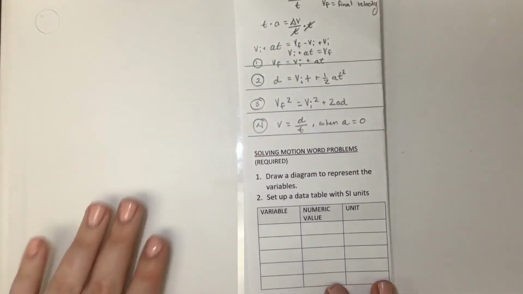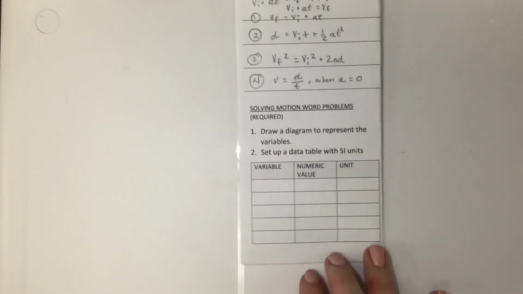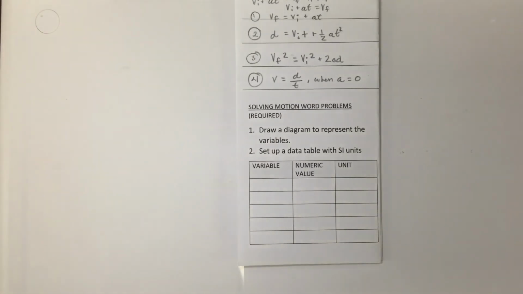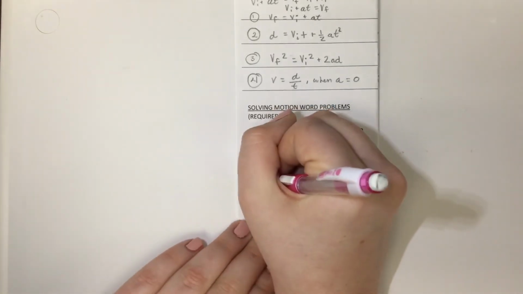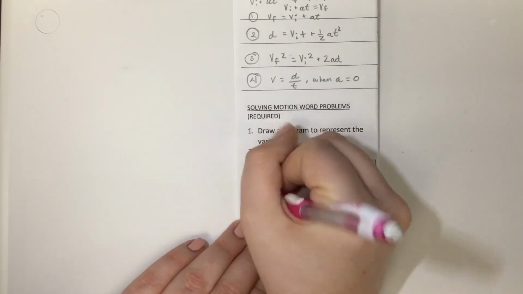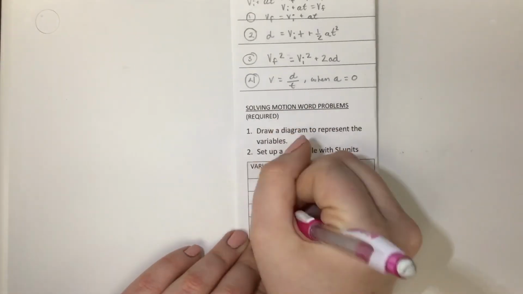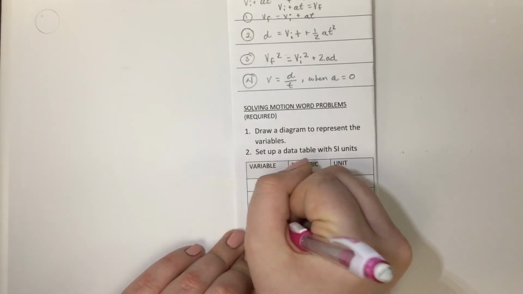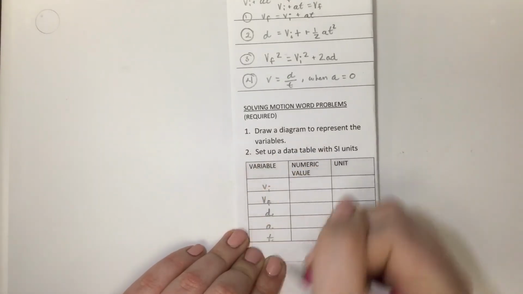All right, so we're going to go down to this last little area. It says solving motion word problems. In this, it says draw a diagram to represent the variables. We're not going to worry about that step right now. I'm just going to set the data table up with the SI units. So our variables are the initial velocity, the final velocity, distance, acceleration, and time.